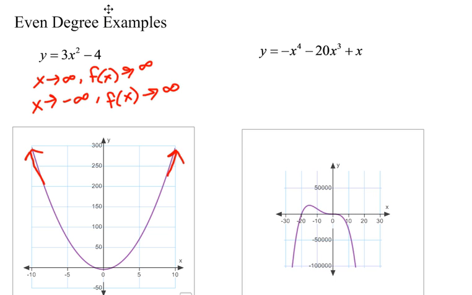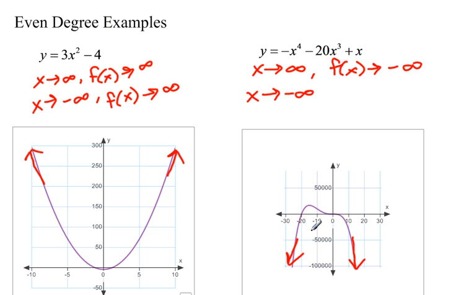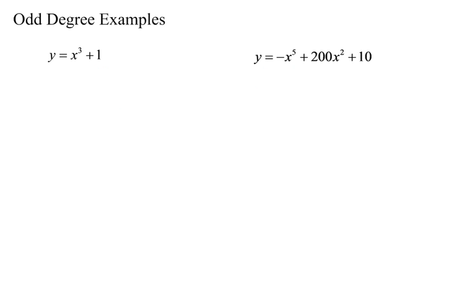All right, so on this one, as x goes to infinity, we notice that, oh, f of x goes to negative infinity. And as x goes to negative infinity, we're down on this end, f of x goes to negative infinity as well. Well, what was different about this one? We should note that our leading coefficient was negative this time, and so that's why it was heading down to negative infinity.